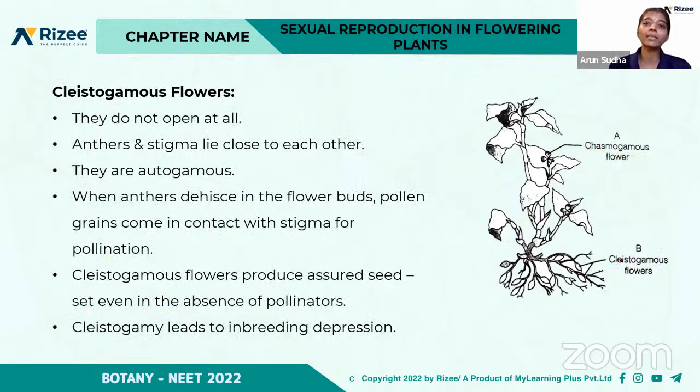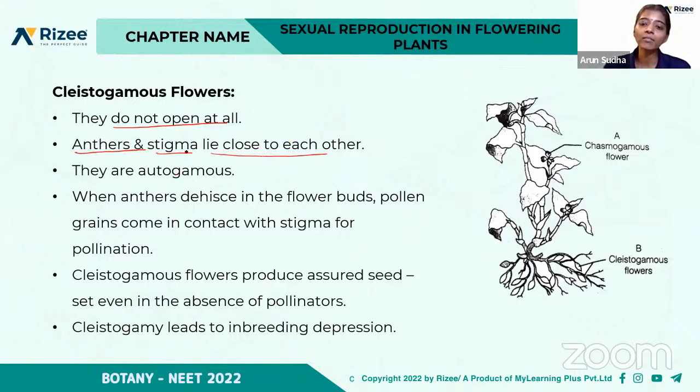So in the case of cleistogamous flowers, they do not open at all. That is, they will always be closed. But how is fertilization, pollination happening? The anthers and stigma lie close to each other. So they are lying close to each other.